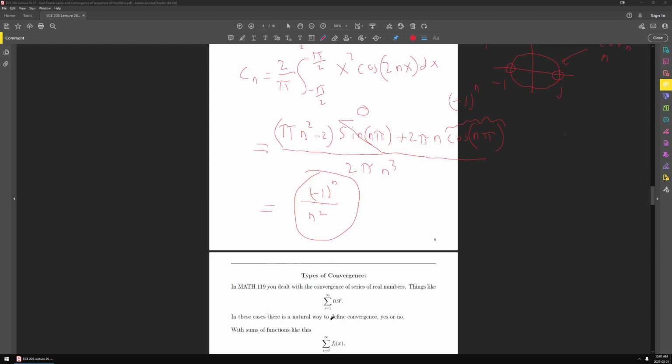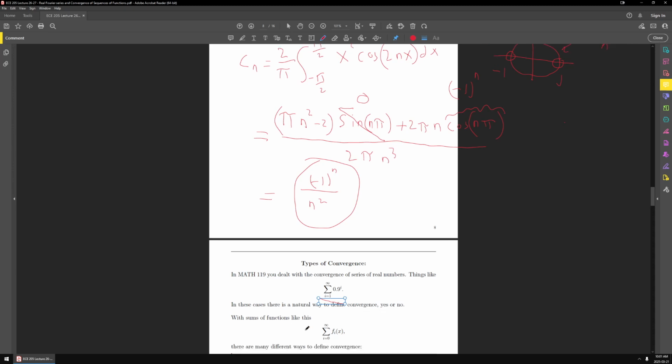Okay, so in 119, you dealt with convergence of real numbers like this, right? There's really one natural way to define convergence. It does or it doesn't, yes or no. There are some shenanigans you can do there, but that's the idea. But now if I give you a collection of functions, the type of convergence isn't unique, right?